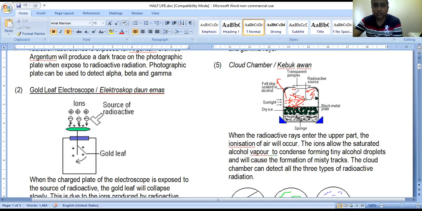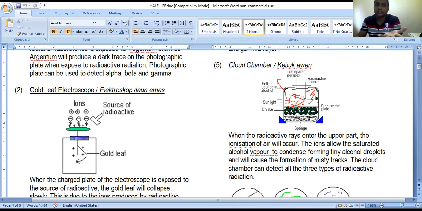Now, as the alcohol goes, what happened? It goes down here. Down there, there's a lot of ions. So all the alcohol will start to stick onto the ions. That's the first part. Now, the second part is, the region down here is very cold. What happened to alcohol?